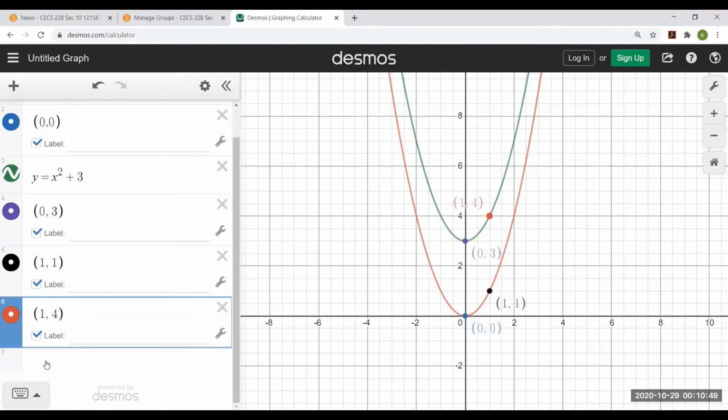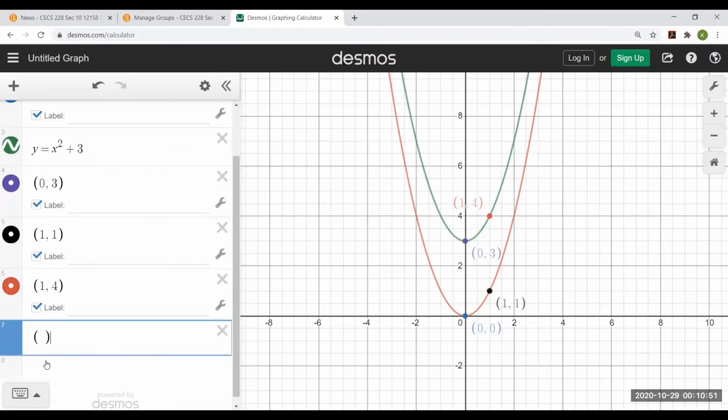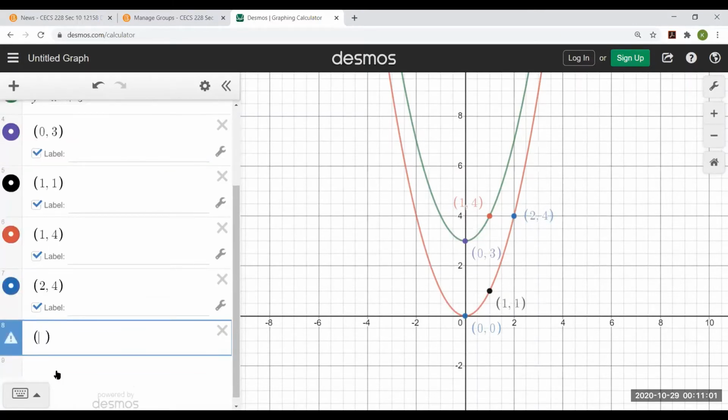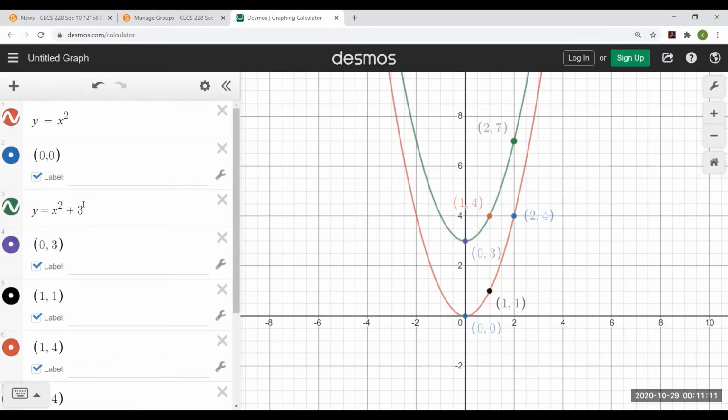The same is going to be true if we consider maybe 2, 4 on the original graph. This blue point here is now going to shift up to 2, 7, which has been color-coded green. So adding that constant of 3 will cause all of the original y coordinates of the points to be increased by 3.